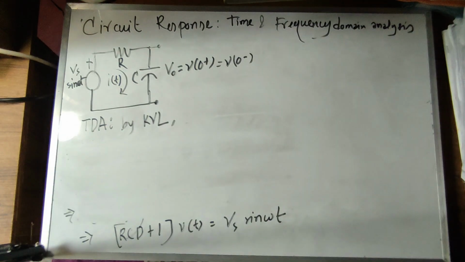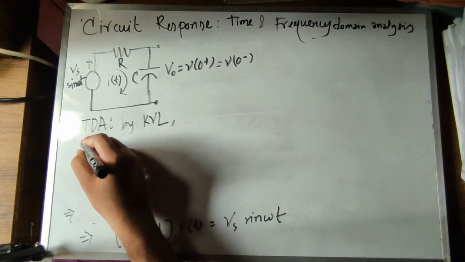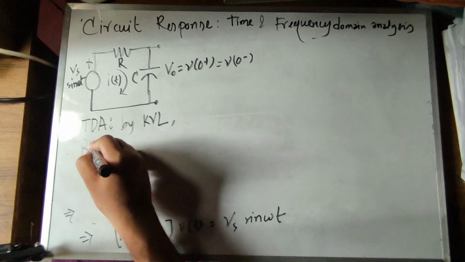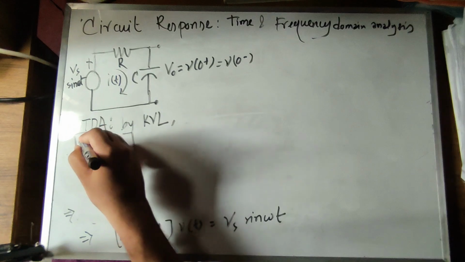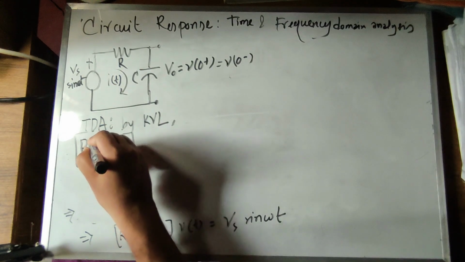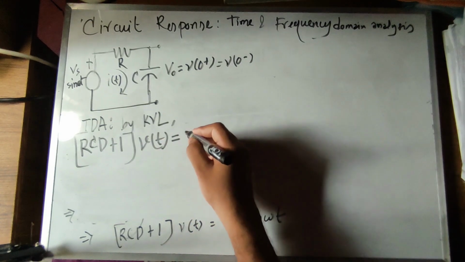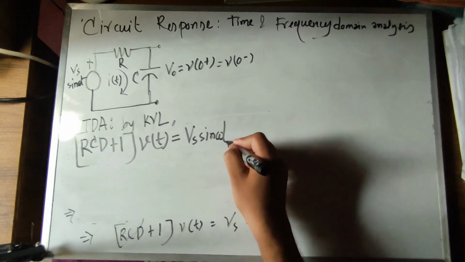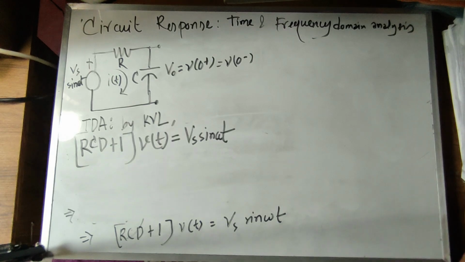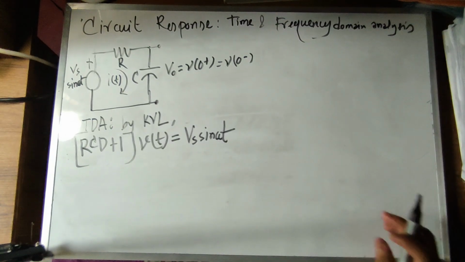So our differential equation for the RC circuit in time domain for sinusoidal response is (RCD plus 1) V(t) equals Vs, which is the magnitude basically, sine omega t. Now we are gonna analyze this.